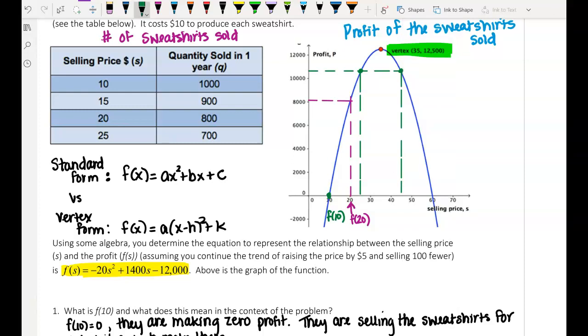so how much did I sell them for? So what is this value right here? 25. What would be the other value? 45. So does it make a difference if I sell 25 or 45? No, I'm going to make the same amount of money.